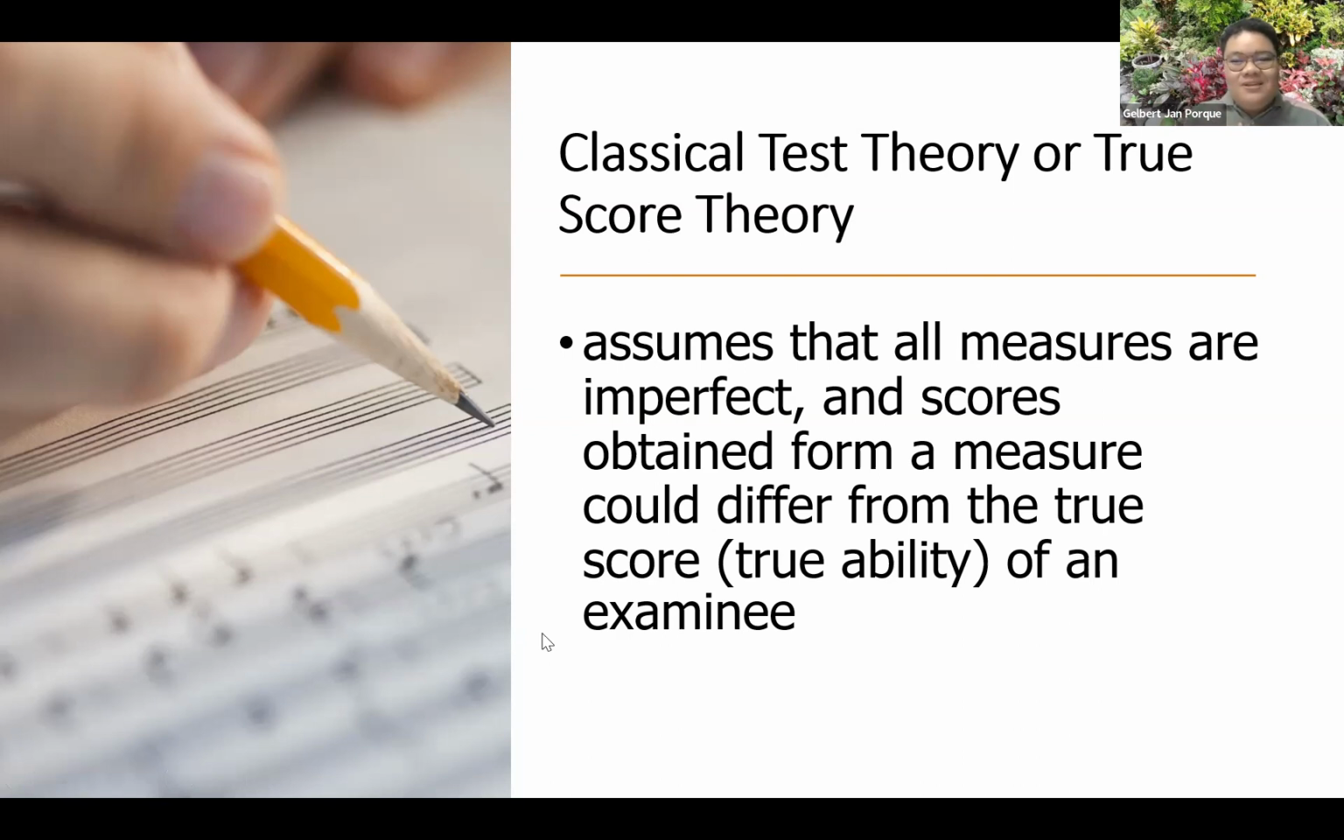of your students. Right? Now, if you would look at the classical test theory class, it assumes that all measures are said to be imperfect, and scores obtained from a measure could differ from the true score or true ability of the examinee. Right? All measures now are imperfect. Since that's the case, what do you think will be our conclusion from this? Sabi niya kasi lahat ng measures imperfect. So what would we do as a teacher? Because all of the measures are imperfect according to your classical test theory.